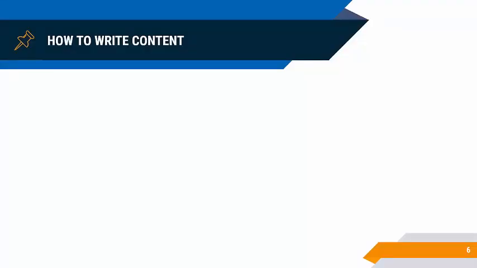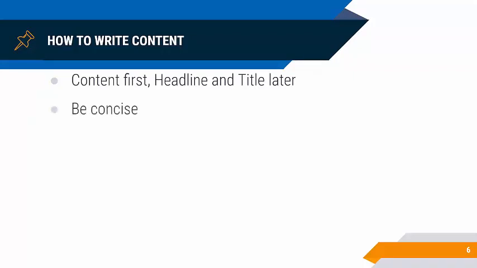Okay, and then how to actually write content. We always encourage you to create your content first and then come back with your headline and title. It's easy to pigeonhole yourself if you're trying to come up with a title first. Your writing might go in a different direction. You don't want to have a misleading title. So write the piece first and then come back to the headline and title.